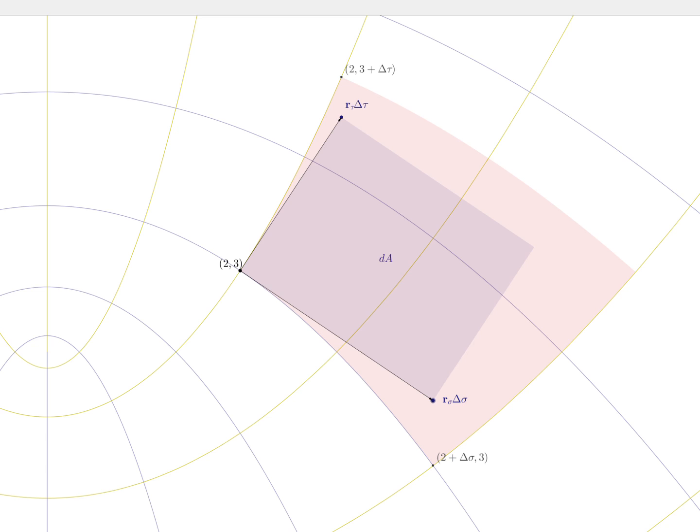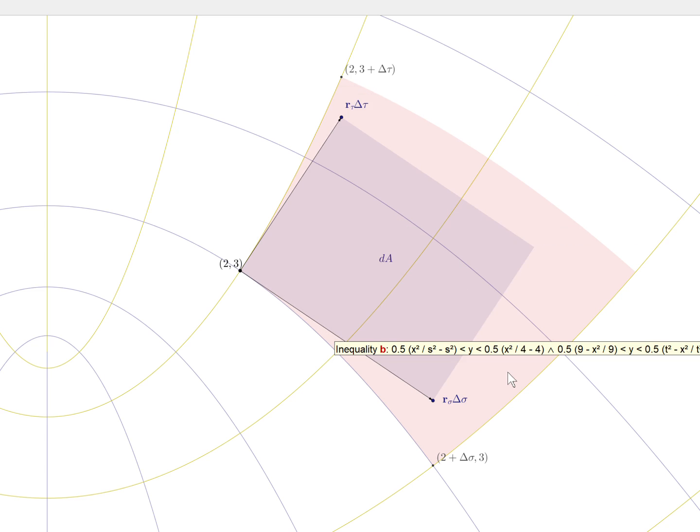Because in order to take a derivative, you have to be able to subtract, and you can subtract vectors, but you can't subtract points. And so that's what I have here. I've gone r sub sigma, and I've gone delta sigma times that vector. And I've also gone r sub tau. I've taken the tau partial derivative of the vector function in order to get a derivative vector, and I'm going to go delta tau times that vector rather than going delta tau along the coordinate system, which is much more difficult to measure.